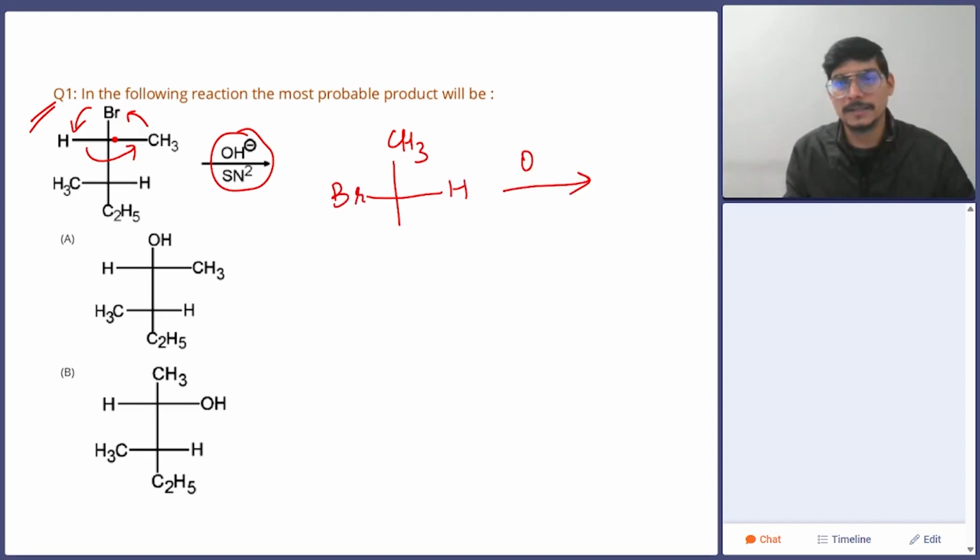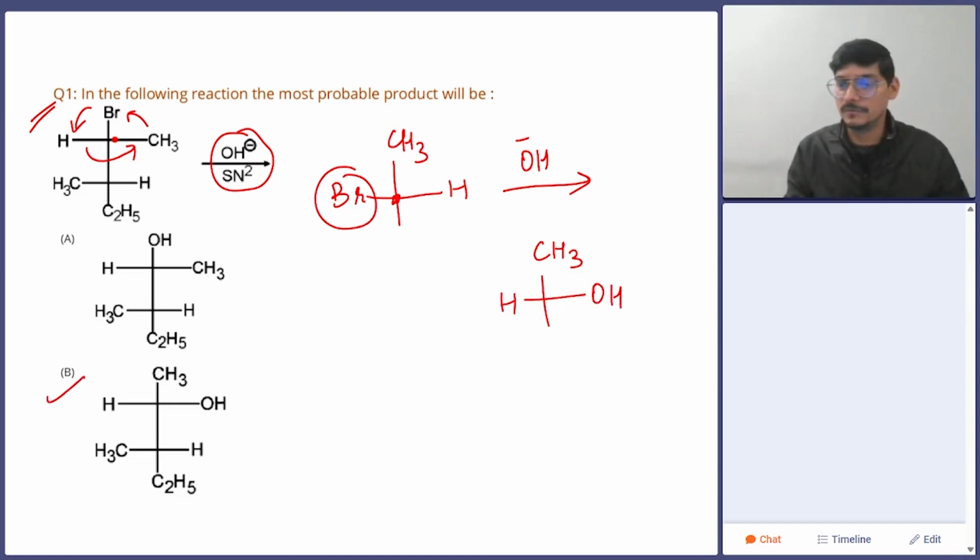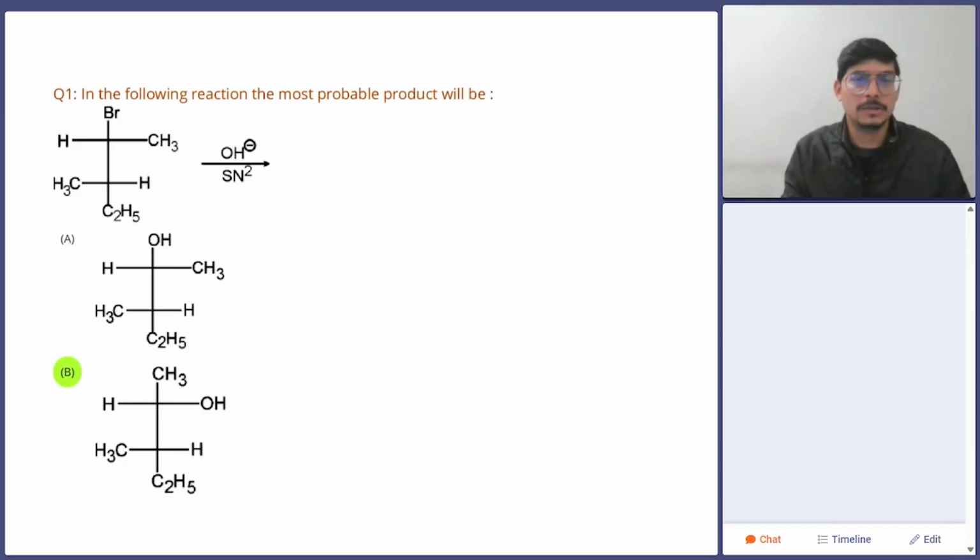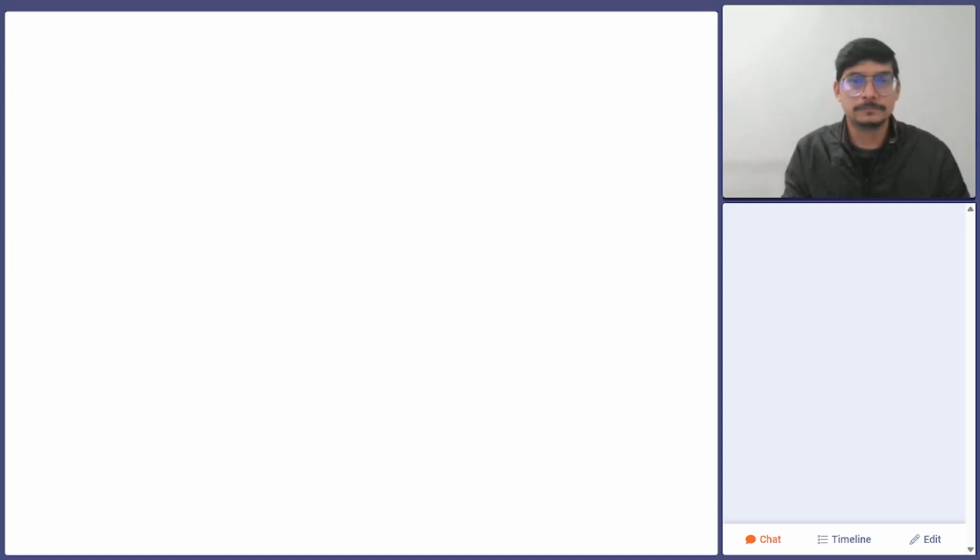Now when hydroxide attacks this carbon and the mechanism is SN2, inversion occurs. So bromine, the leaving group, which was on the left hand side, now the incoming nucleophile will occupy the opposite side, which is the right hand side. So the incoming nucleophile, hydroxide, will occupy the right hand side. So the correct answer to this question will be option B, because you can see the OH is on the right side. All right, moving to the next question.